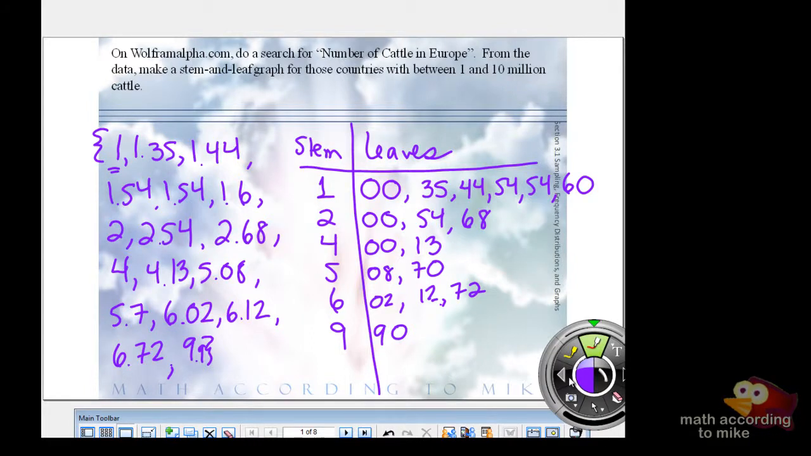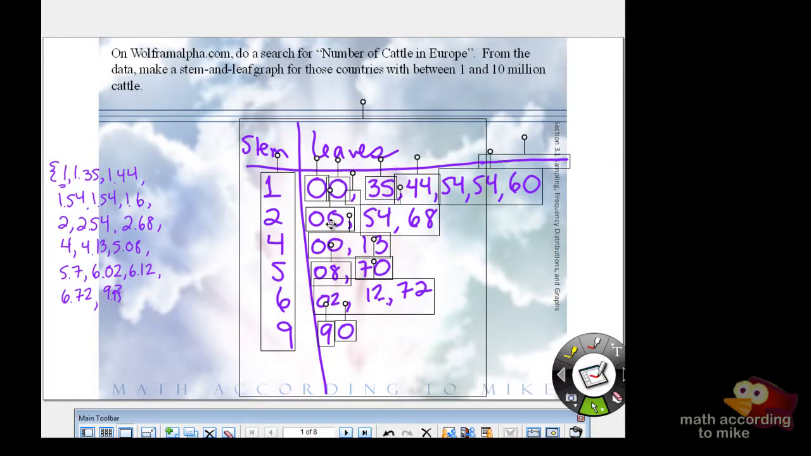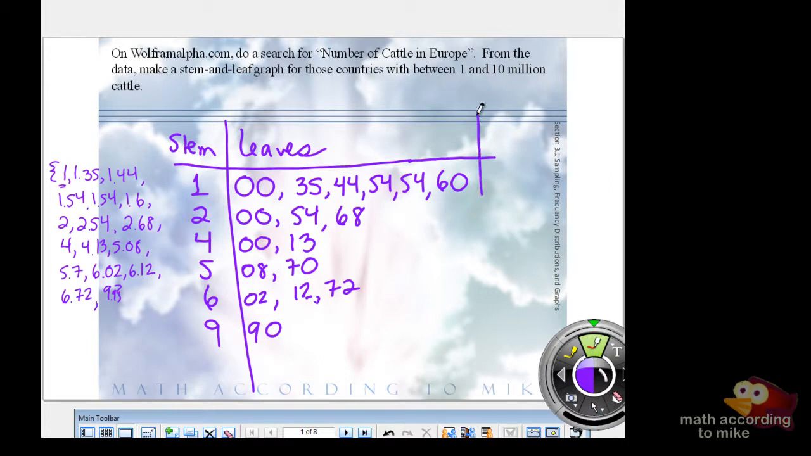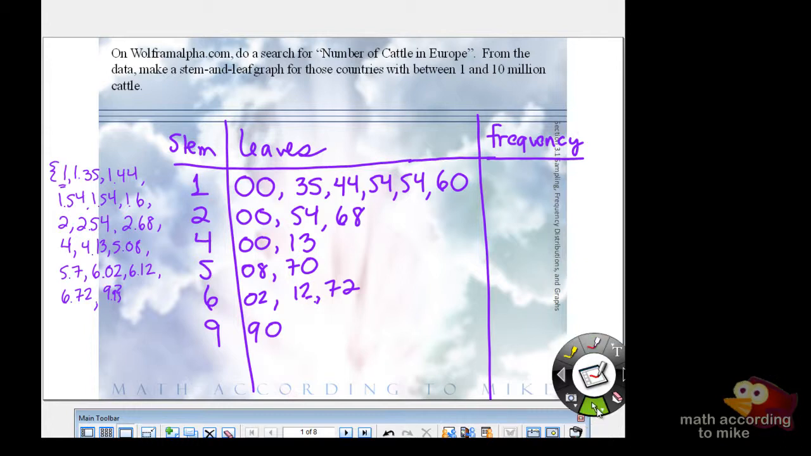Next up, we can expand the stem and leaf graph by adding another column. This extra column we can add is what's called the frequency. In fact, let me copy all this to the next slide, because this is getting into the next slide.